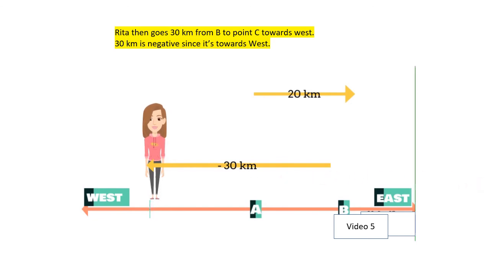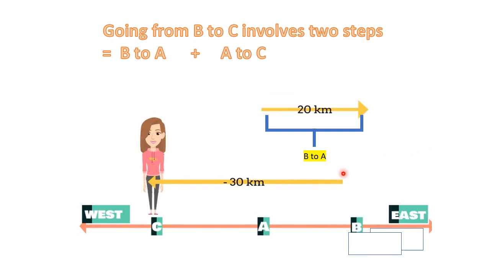Now, as we observe here, the total distance that Rita covered at the end from B to C is a mixture of two distances. What is the distance? BA and AC, right? So BC is actually AB plus AC, right? So that is what we have told here. Going from B to C involves two steps. First you go from B to A, then you go from A to C, right?